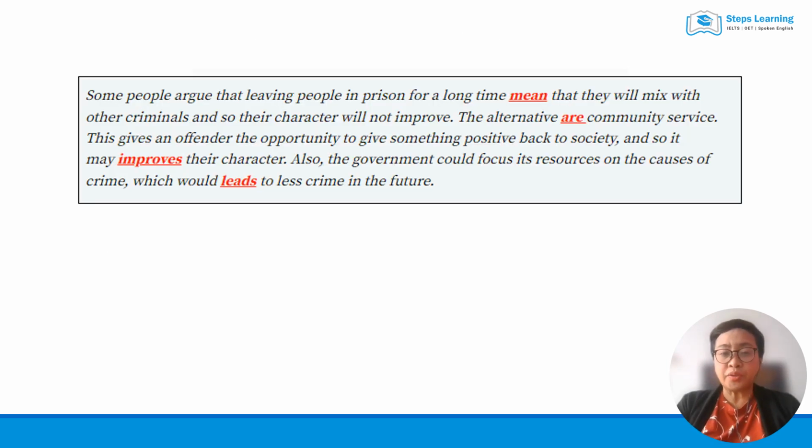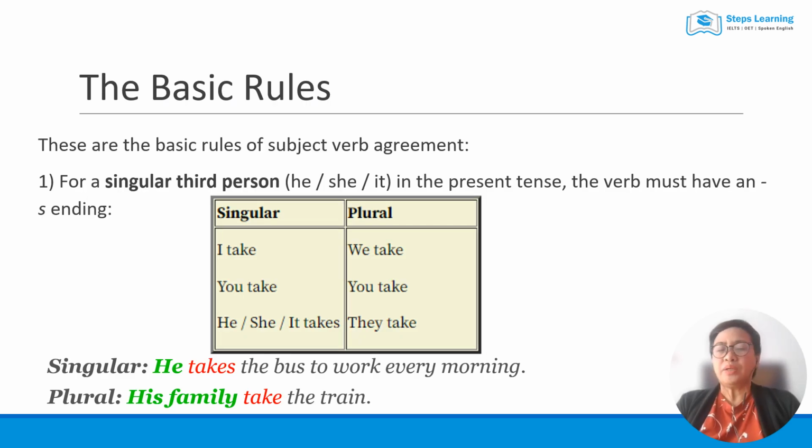Some people argue that leaving people in prison for a long time mean that they will mix with other criminals and so their character will not improve. The alternative are community service. This gives an offender the opportunity to give something positive back to society and so it may improve their character. Also, the government could focus its resources on the causes of crime, which would lead to less crime in the future. So, let's talk about the basic rules.